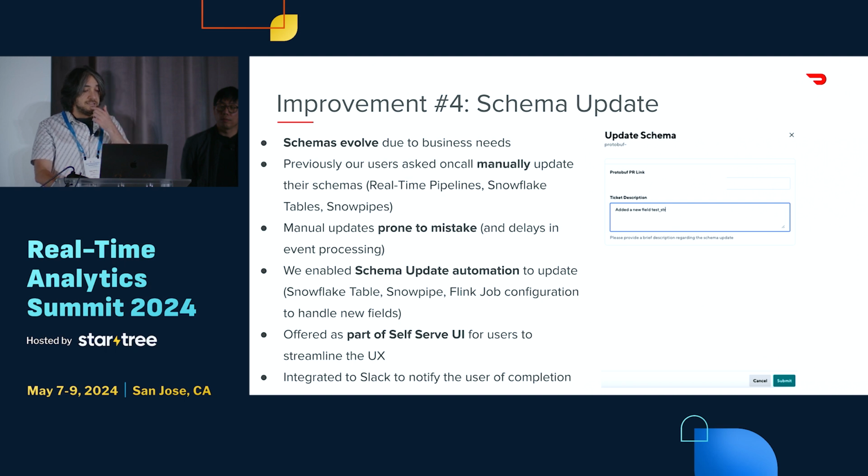So the next item that people have asked for: we use, essentially, a company schema for event formatting, where events come in and there's a fixed format. The problem is it also evolves over time, where business needs change and new fields need to be added. And this used to be the case where when an update happened, they used to come to our Slack channel, saying, hey, I have an update on this schema, I need it to be reflected in the table, and our on-call used to update the real-time pipeline, update the Snowflake table and Snowpipe manually.